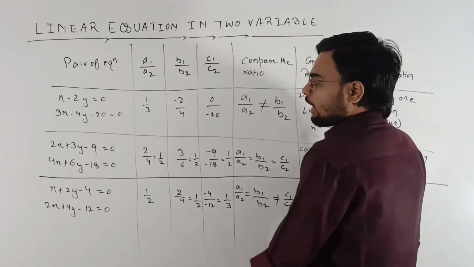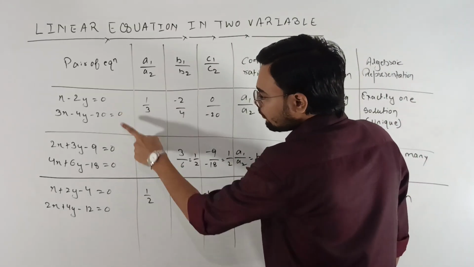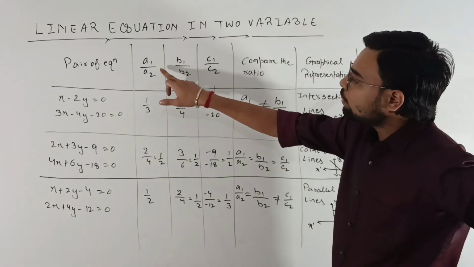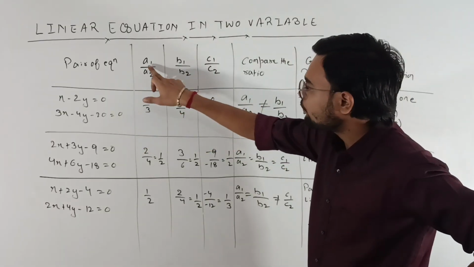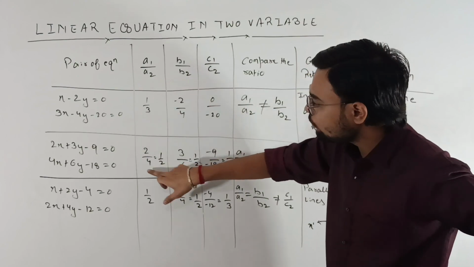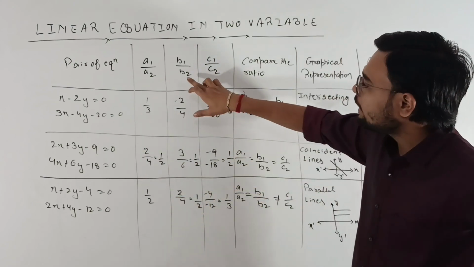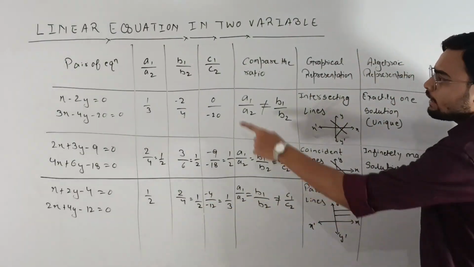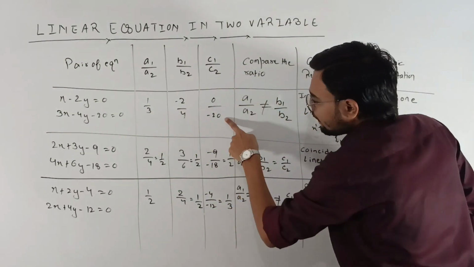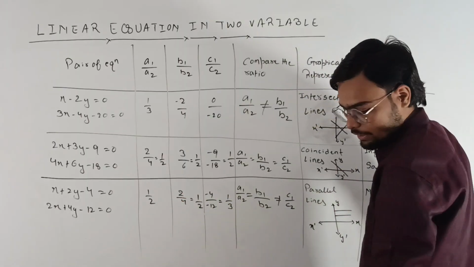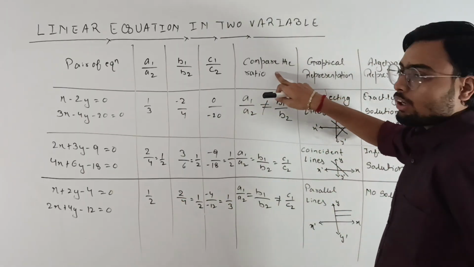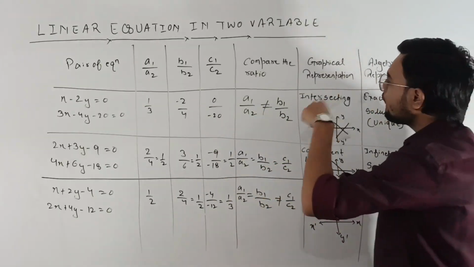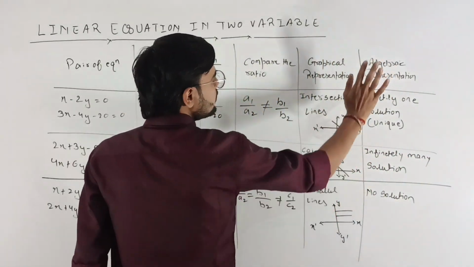Now look, I have three pairs of equations: first pair, second pair, third pair. In the second table I get the ratio of a1 and a2 for each pair, the ratio of b1 and b2 for each pair, and the ratio of c1 and c2 for each pair. In the next column I compare the ratios for all three pairs, and after this there is a graphical representation and an algebraic representation.